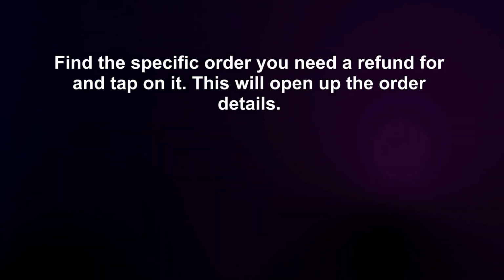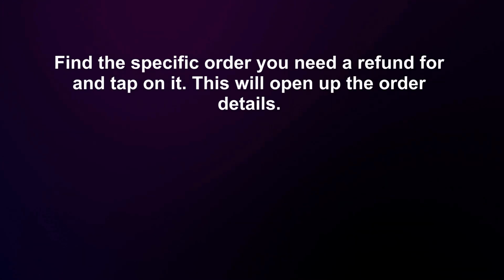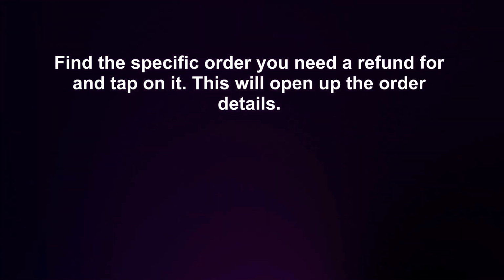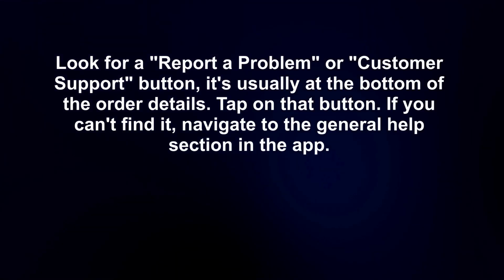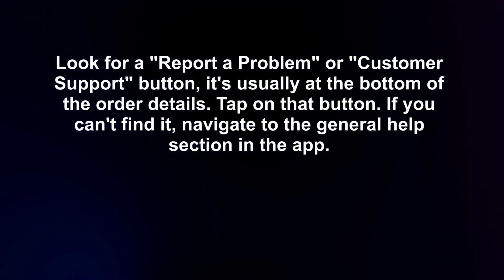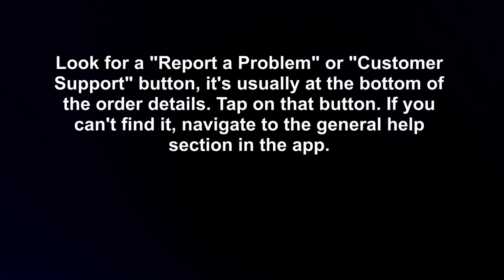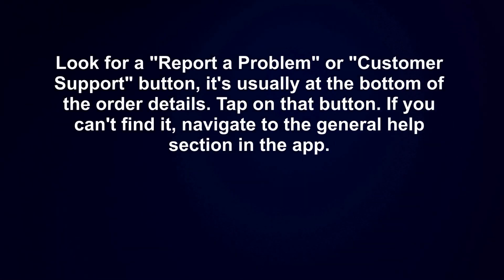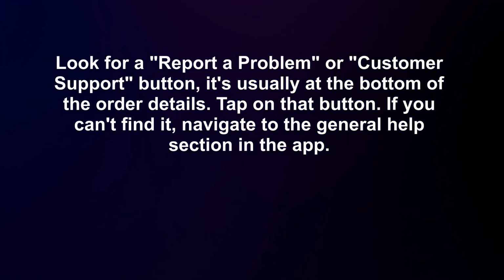Find the specific order you need a refund for and tap on it. This will open up the order details. Look for a Report a Problem or Customer Support button. It's usually at the bottom of the order details. Tap on that button. If you can't find it, navigate to the General Help section in the app.